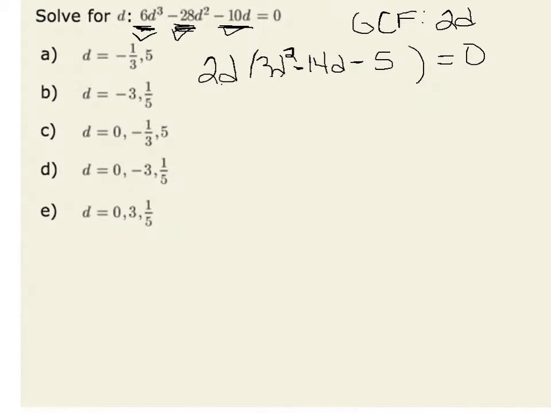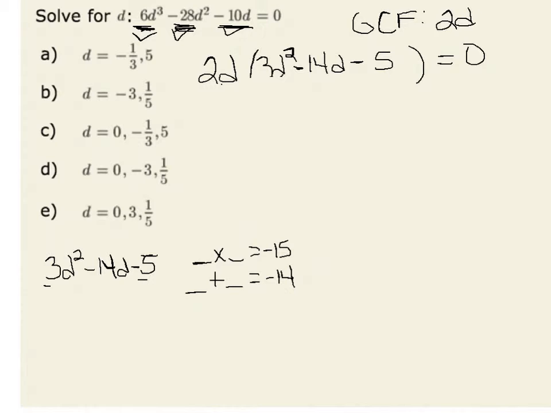The question that I would have to ask myself is, how am I going to factor 3d squared minus 14d minus 5? Well, one way I can do this is to use factor by grouping. Therefore, I'm going to look for two terms that when I multiply them, I get the same as 3 times a negative 5, which is a negative 15.